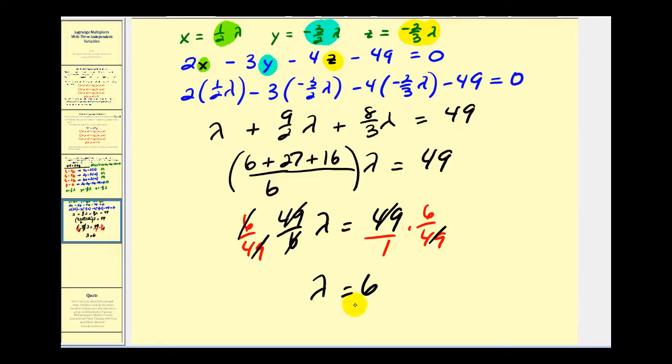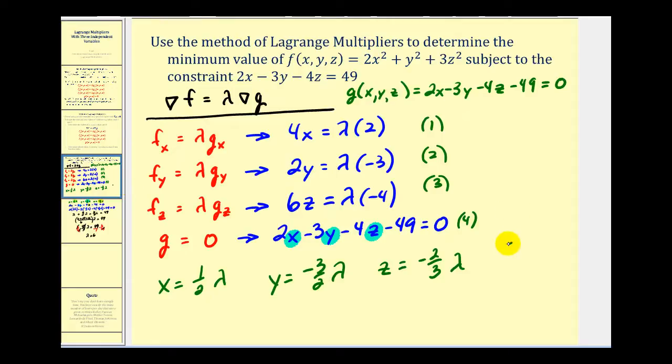Now that we have lambda, let's go back to the previous slide and determine x, y, and z. So now that we know that lambda is equal to 6, 1/2 times 6, that means x would be 3. Negative 3/2 times 6, that would give us y equals negative 9. And for z, negative 2/3 times 6, that would give us negative 4. So notice we only have one point to consider, which means it would be our minimum value. Go ahead and determine what that function value would be.